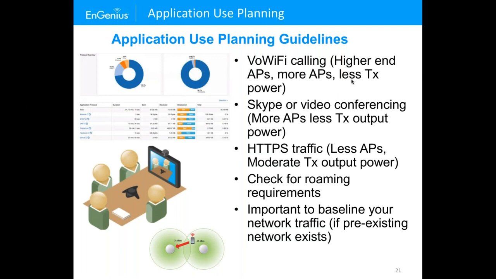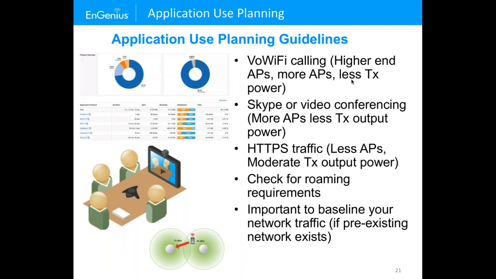So it's also important to baseline your network, if you have a pre-existing network, to see what the traffic flows look like. Since Wi-Fi designs are heavily driven by application use, if I were to see, for example, a car dealership using a VPN type of application that's most important to them, then I would think of a voice strong network. So I would put more access points in there, lower power, because I know that that's the most important application there.